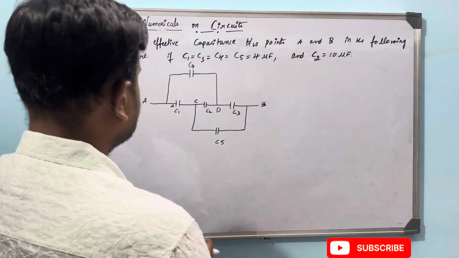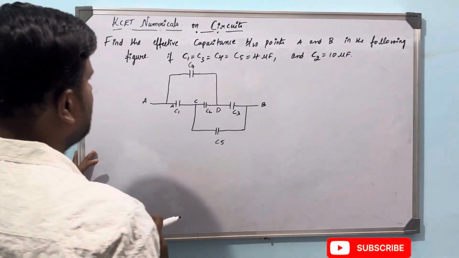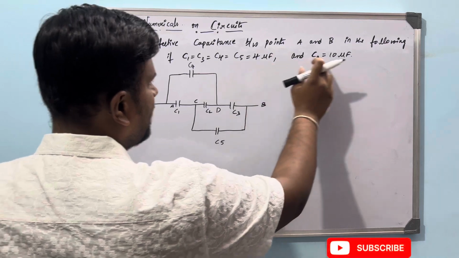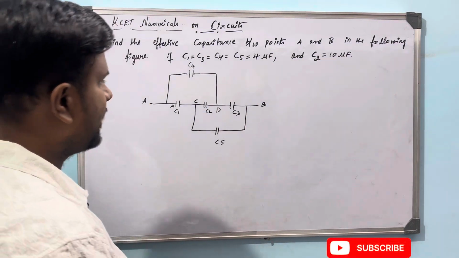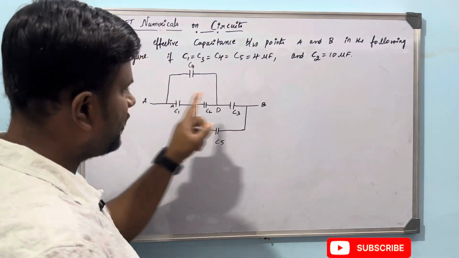So next numerical is: find the effective capacitance between the points A and B in the following figure. Here C1, C3, C4 and C5 are equal to 4 microfarad and C2 is equal to 10 microfarad. We need to calculate the effective capacitance between point A and point B.